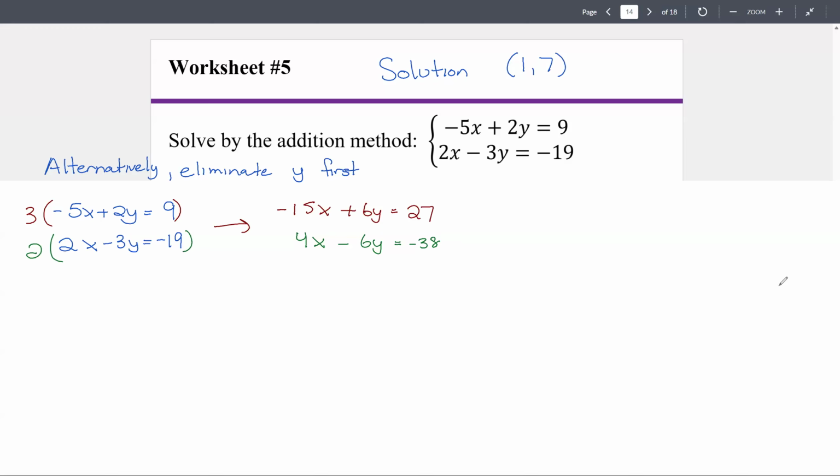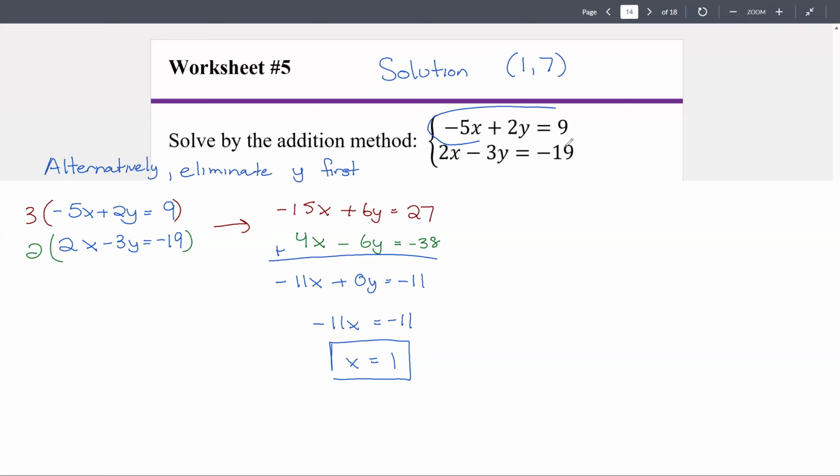So once we do that, we're going to get -11x + 0y = -11. So we're going to get -10x = -11, which means x = 1, which is what we had last time.